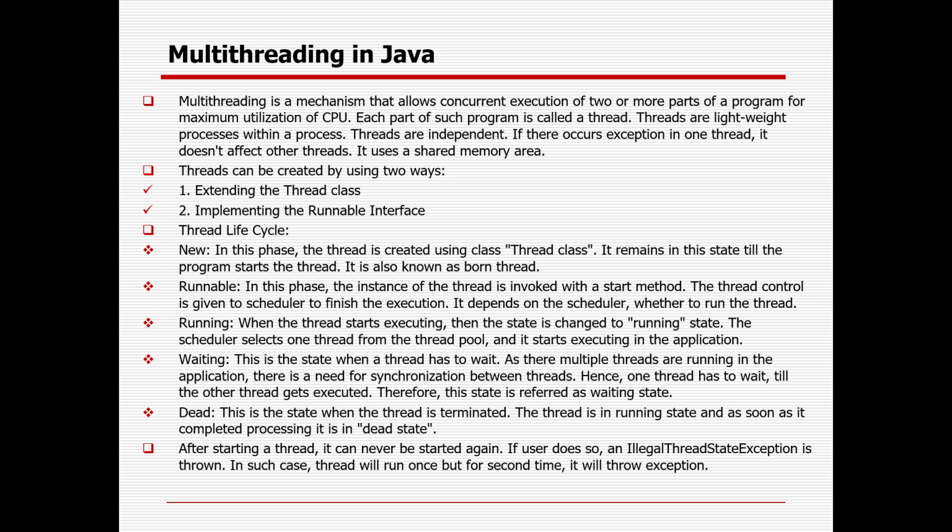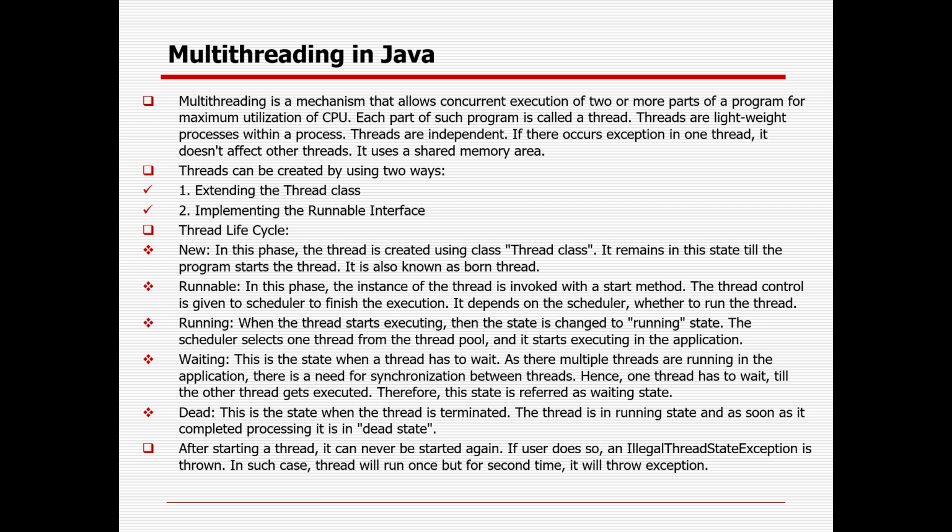After that, waiting. This is the state when the thread has to wait. As there are multiple threads running in the application, there is a need for synchronization between the threads. Hence, one thread has to wait till the other thread gets executed. Therefore, this state is referred to as waiting state. And the last, it will be dead. This is a state where the thread is terminated.